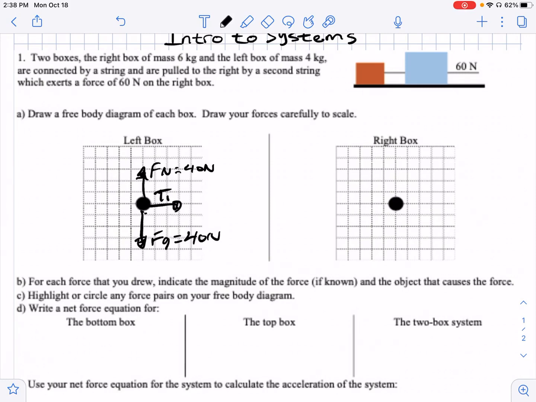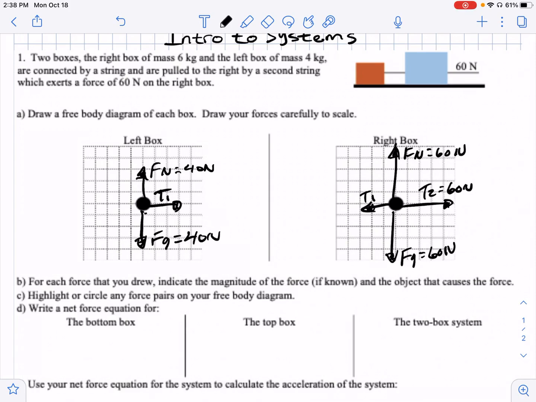The second box, we've got an Fg going straight down, and that one is equal to 60 newtons, so our normal force is also equal to 60 newtons. We have a T2 going to the right. That is also 60 newtons. And then we have this T1 here that's connected to that first box.